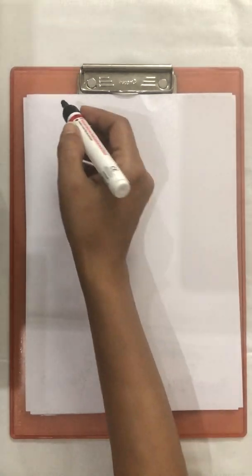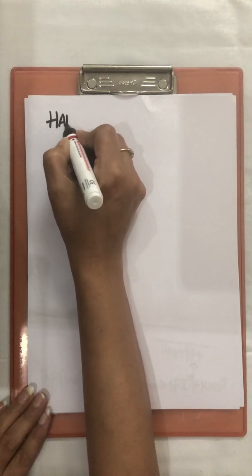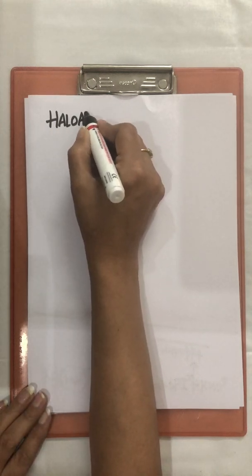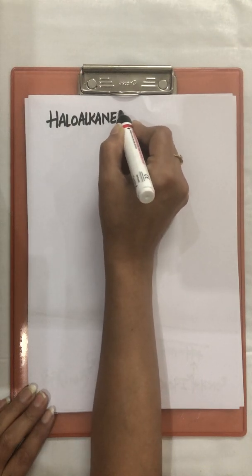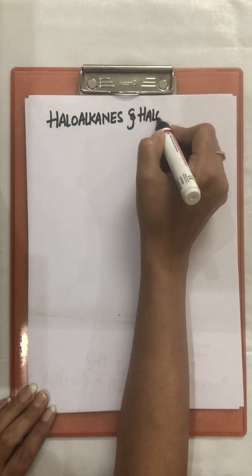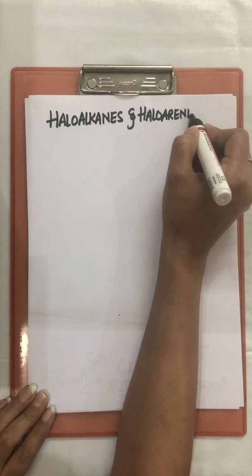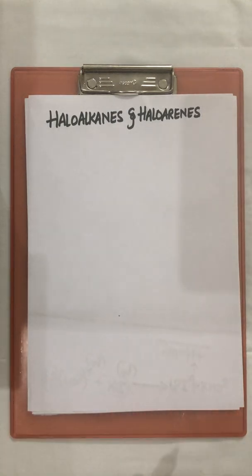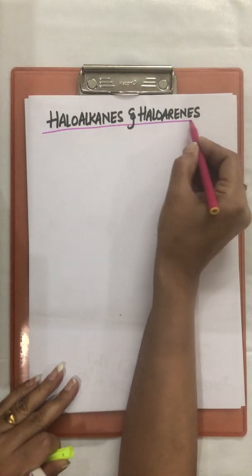Starting with the class 12th organic chemistry. The first chapter of organic chemistry is haloalkanes and haloarenes. So what are haloalkanes and haloarenes?